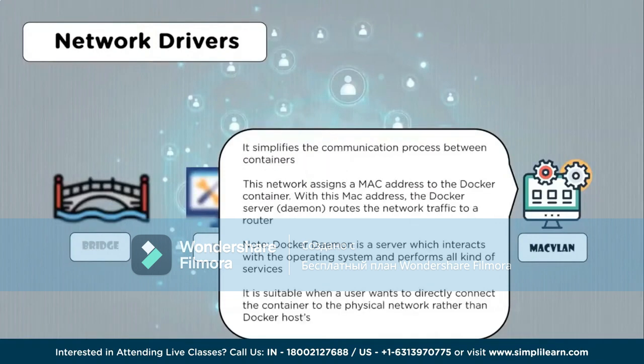It's usable when a user wants to directly connect the containers to the physical network rather than the Docker host. So that's where this communication works. It's a direct connectivity between the host network and the Docker container. There is no virtualization happening over here. It gives direct access to the networks, but it's definitely on the basis of MAC address on which the communication is happening.